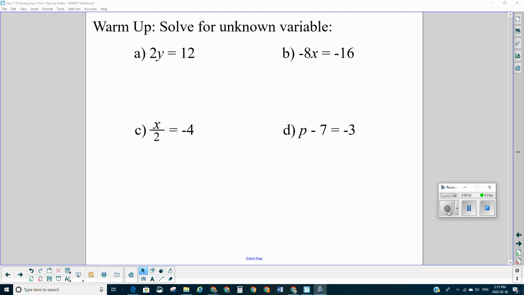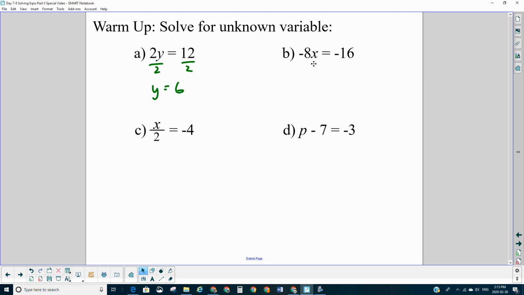So let's just review the solving equations that we looked at yesterday. These are all one-step equations, remembering that we have to do the opposite operation. So 2y equals 12. If it's 2y, that means 2 times y. The opposite operation is divide, so we need to divide both sides by 2. And then, of course, that will leave us with 12 divided by 2, which is y equals 6.